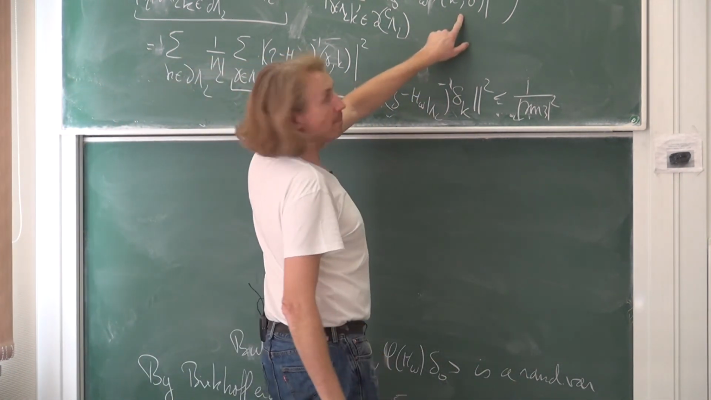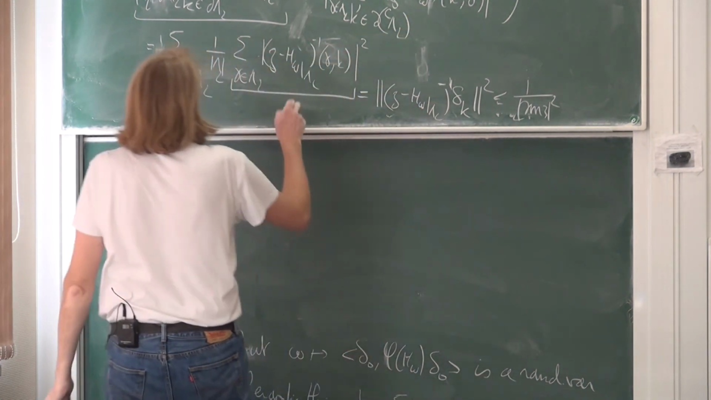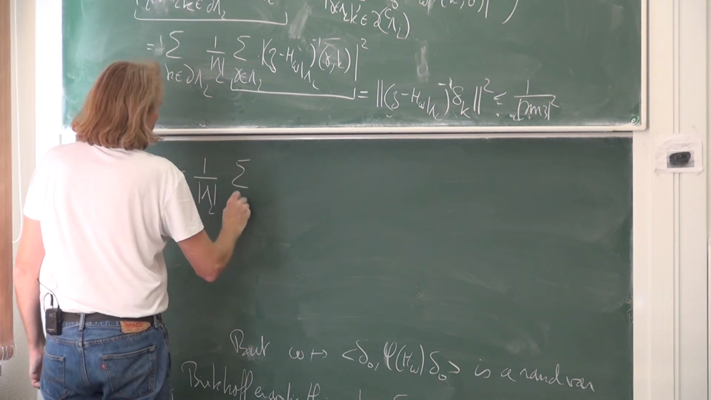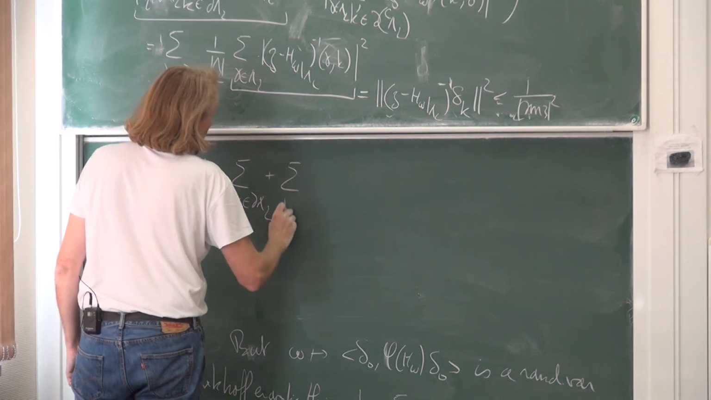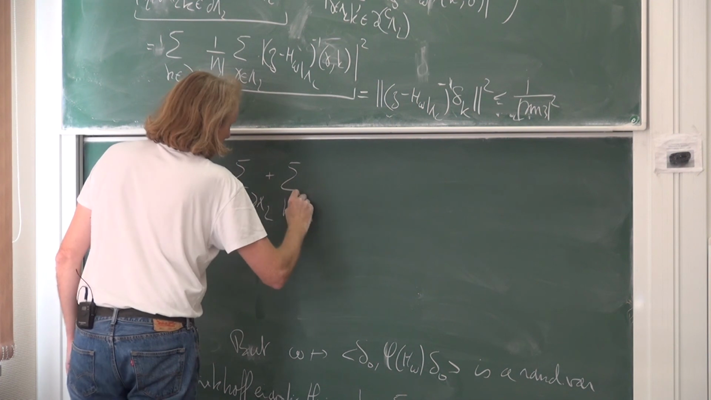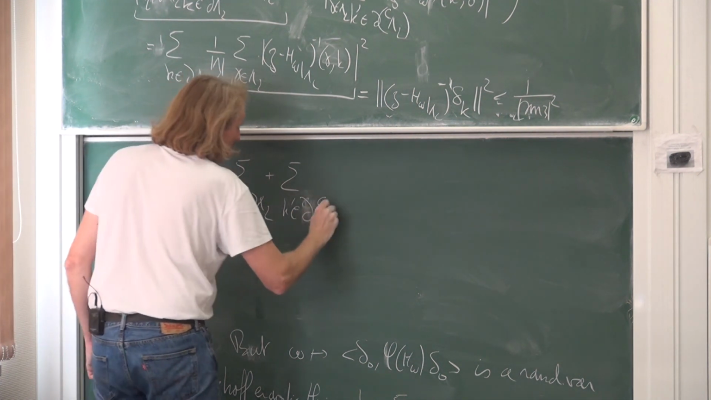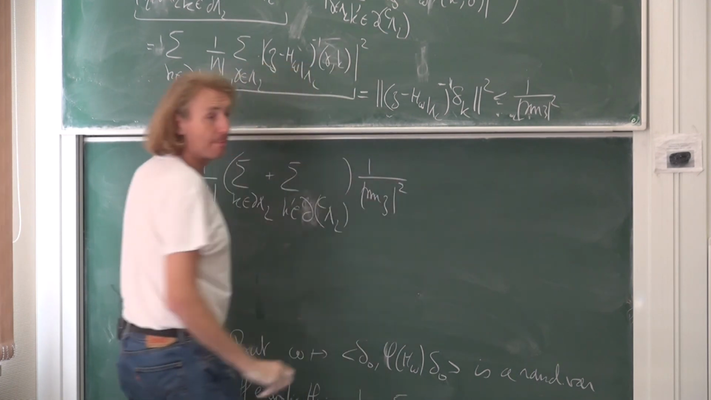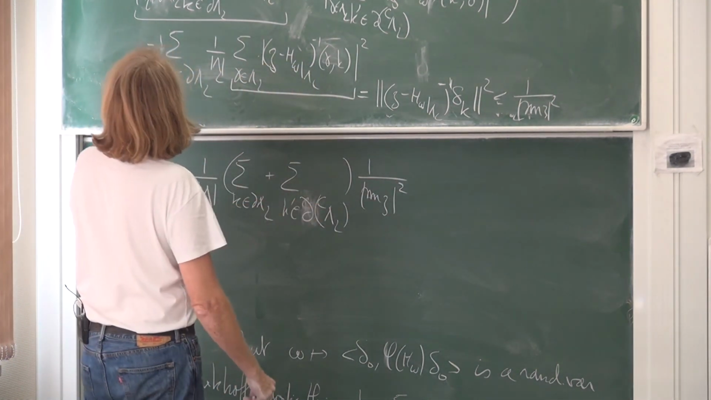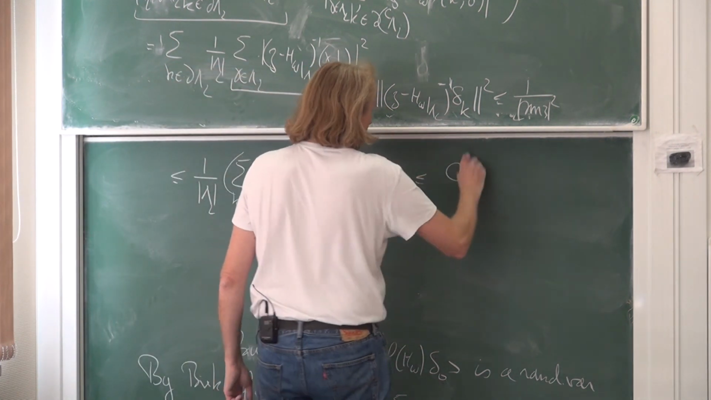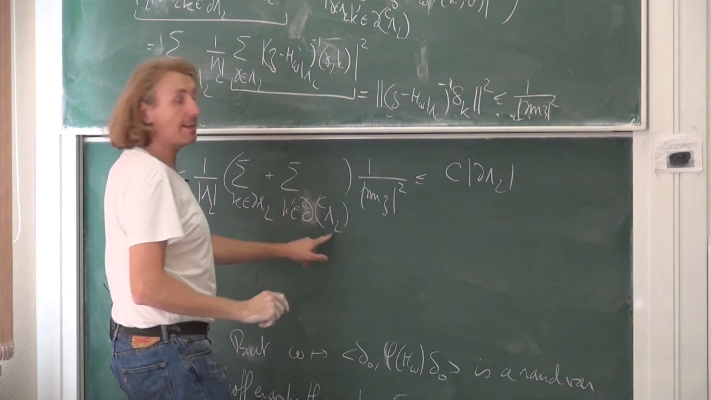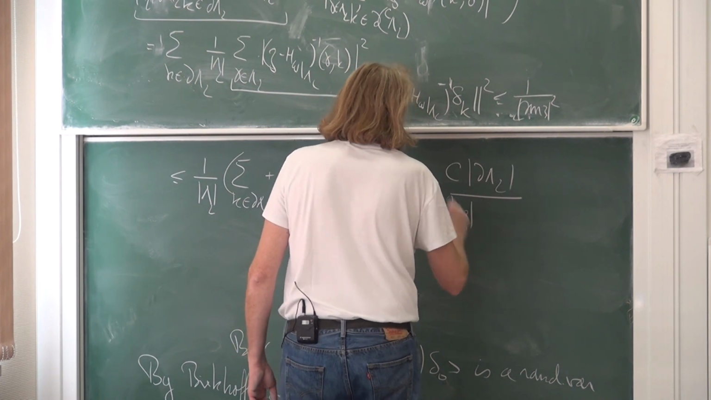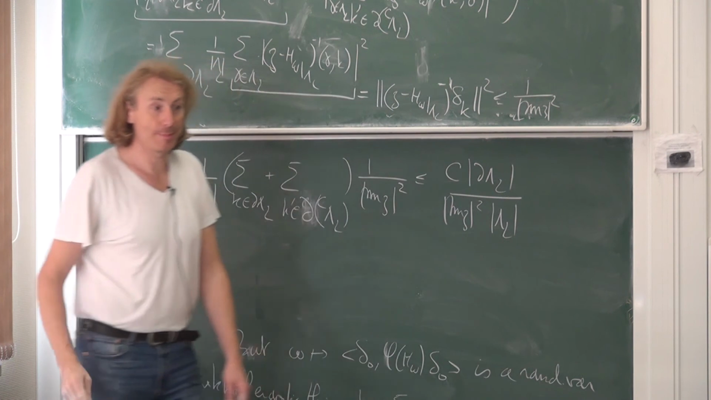Okay? And here you do the same thing. You do the same bound on this side. So what do I get? I get that this is bounded by 1 over the volume times the sum over k in the boundary of lambda L plus the sum over k prime in the boundary of the complement of lambda L of 1 over imaginary part of z squared. But this now is bounded by a constant times the volume of the boundary. These two boundaries have the same volume up to a constant, divided by imaginary part of z squared, divided by volume of lambda L. This is what I wanted.